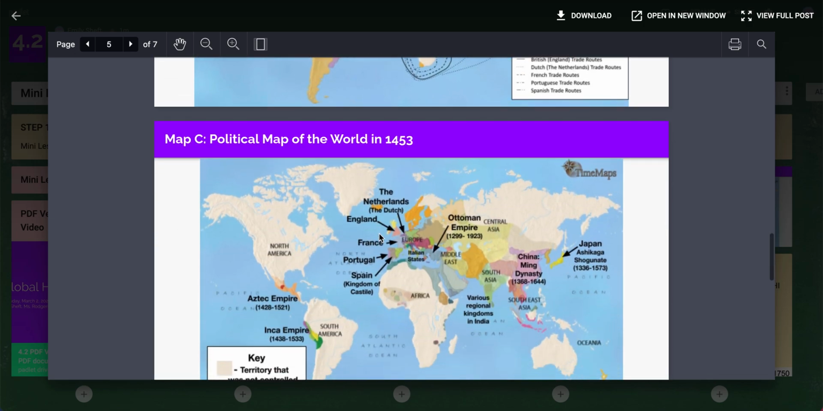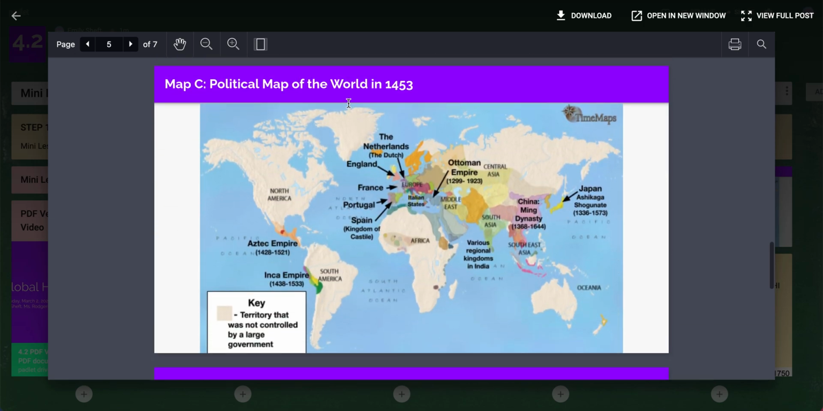Then we look at map C, which specifically shows us the world in 1453. This is a map that we actually have looked at before when we were studying the Aztec and the Inca. So this was prior to the Age of Exploration and what the world looked like in North and South America and Africa, Asia, and Europe.